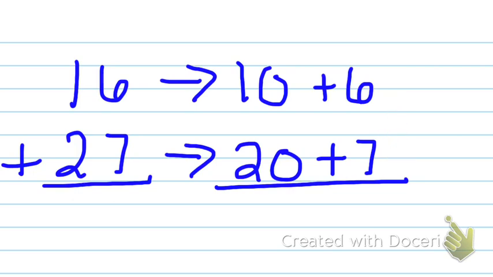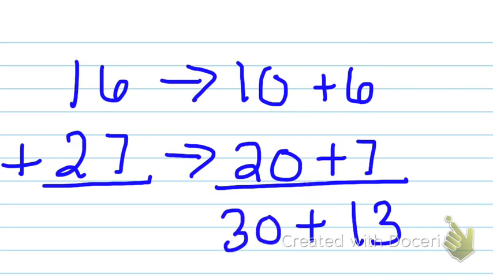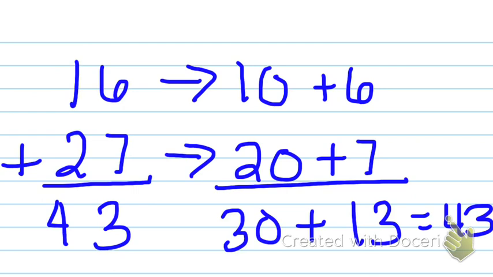6 plus 7 is 13. 10 plus 20 is 30. So 30 plus 13 is equal to 43. If this is the addition strategy that you prefer, go ahead and write this one in your journal.